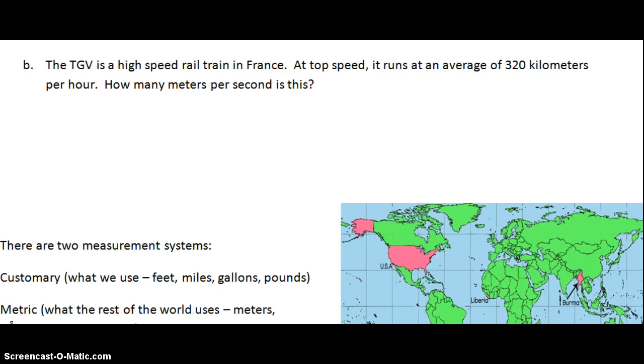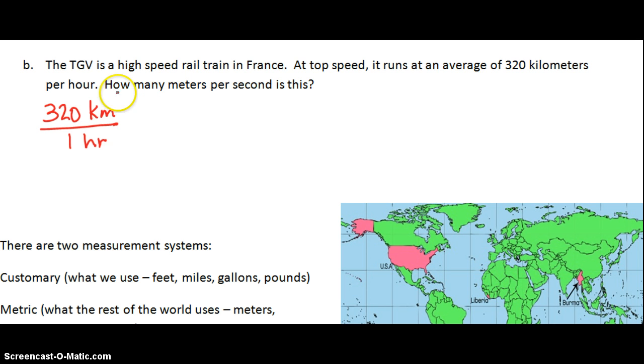All right, I'm about out of time, so let's read example 2b together. The TGV is a high-speed rail train in France. At top speed, it runs an average of 320 kilometers per hour, or 320 kilometers per 1 hour. All right, that's what we know.